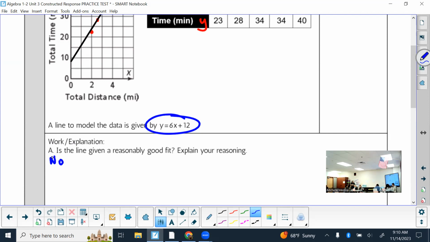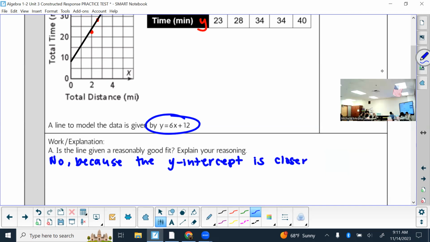Well, first of all, the y-intercept is like 8. Okay, so let me see. You could say no because the y-intercept is closer to 8, you could say. And the slope is closer to, you said 10? Yeah. And did you do the math? I just looked at the rise over the run, it looks like it goes up 20 and over 2. So then I would include those calculations in my justification.